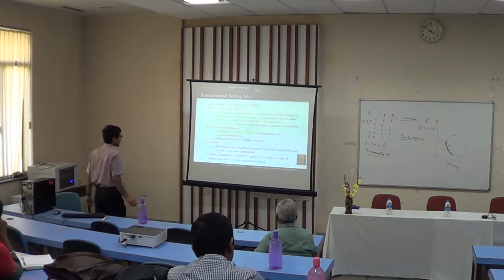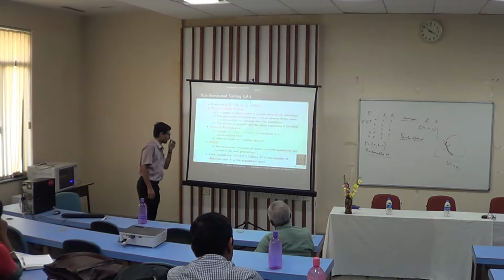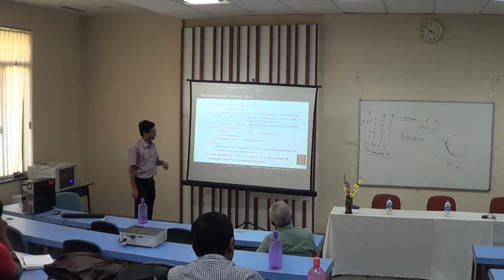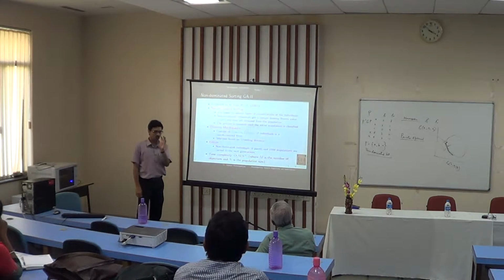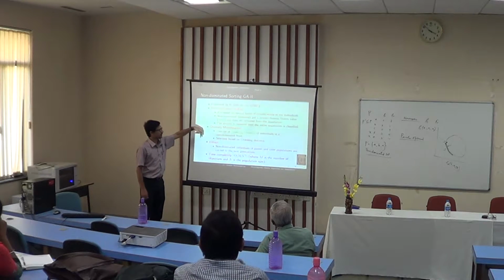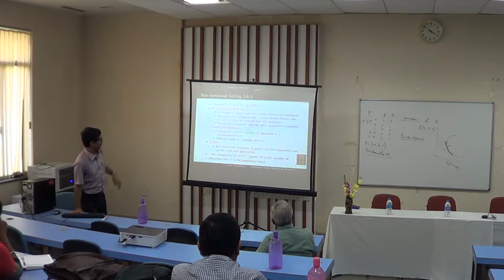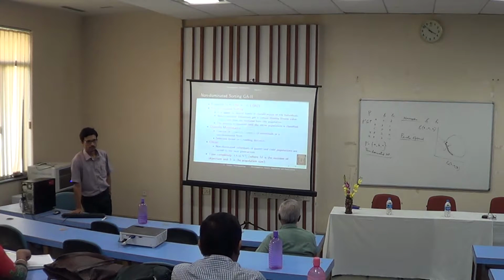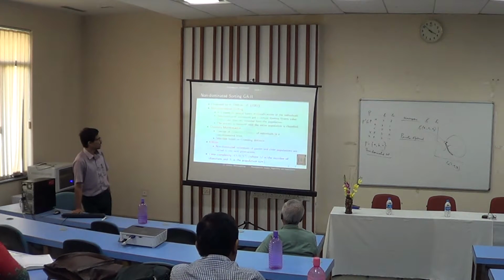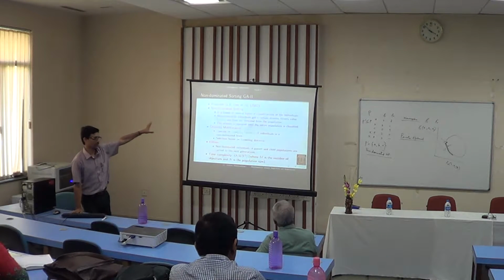In general, the time complexity for a particular generation of doing all these things is order of M N squared, where M is the number of objectives and N is the population size. Can you repeat this point? Yeah, I will give an example.